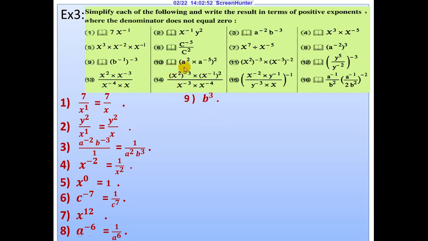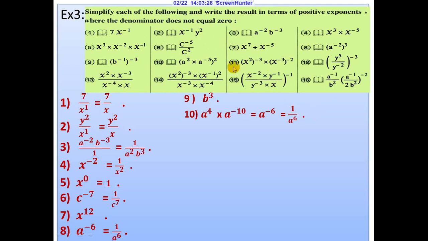Number 10, we have here a raised to power 2 multiplied by a raised to power negative 5, all of them raised to power 2. First, Mr. Hazem preferred to distribute this power by multiplying it by each one inside this bracket. So number 10 will be equal to a raised to power 4 and a here raised to power negative 10. And by simplifying them, it will be equal to a raised to power negative 6, because we add their powers when we have two like bases. Finally, it will be equal to 1 over a power 6.